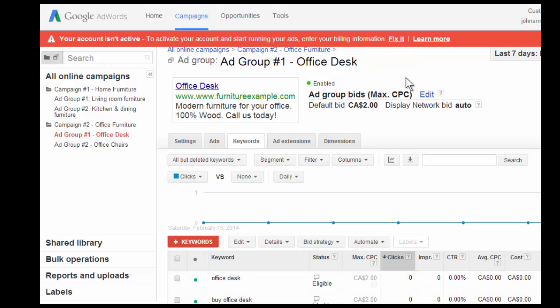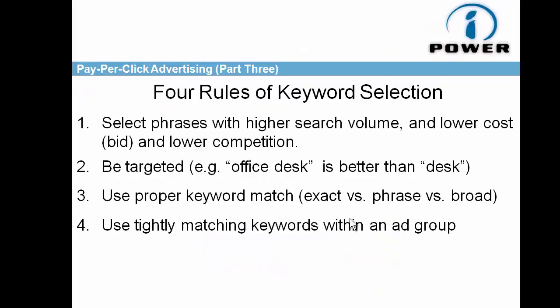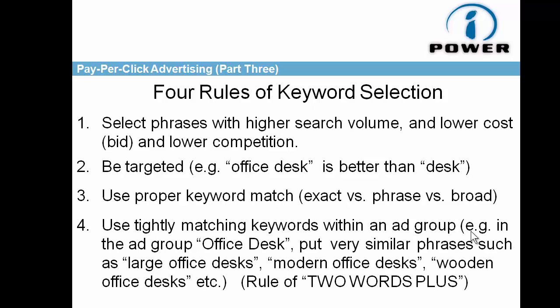And what is the rule here? That's where I introduce rule number 4. And this rule says that we should use tightly matching keywords within an ad group, or closely related keywords within an ad group. In other words, we should not be mixing apples and pears, or in our example, we should not be mixing office desk and office chair. So put apples in one ad group, many different types of apples, but still apples, and then put pears in another group.